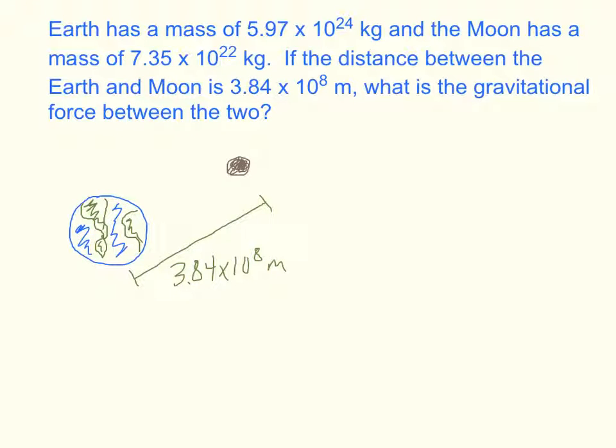Earth has a mass of 5.97 times 10 to the 24 kilograms, and the moon has a mass of 7.35 times 10 to the 22 kilograms. If the distance between the Earth and moon is 3.84 times 10 to the 8th meters, what is the gravitational force between the two? So before we really start doing this problem, let's briefly talk about what this situation entails.